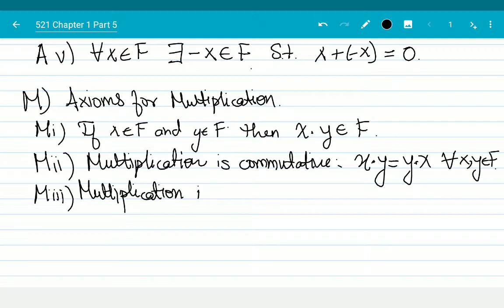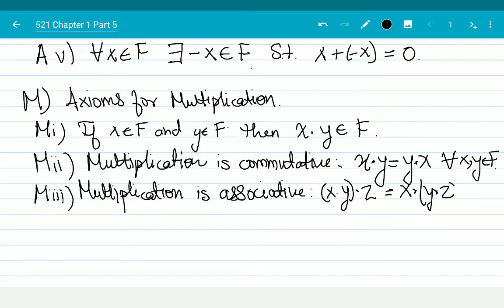M3, multiplication is associative. Well, what does that mean? x multiplied by y, all multiplied by z, is equal to x multiplied by y multiplied by z. Order of bracketing should not matter, for every x, y, z in F.